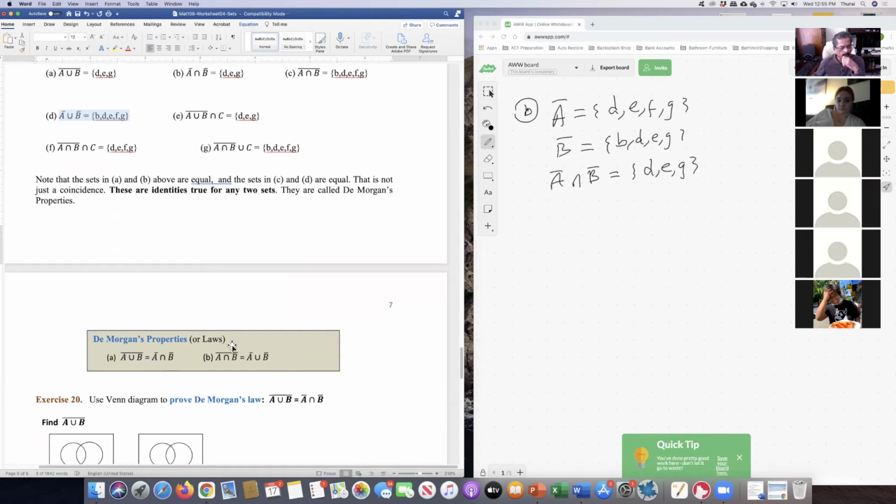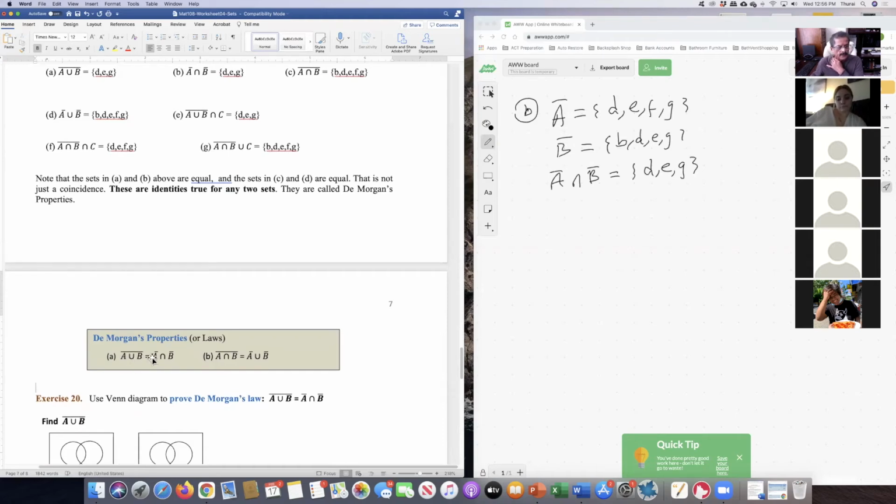De Morgan's properties or laws, some books will call them laws. The point is this, if you take union of two sets and then take complement of it, that's same as finding complement of each and then intersecting, opposite operation. Union first, complement after is same as complement first and intersecting, opposite operation. Similarly, taking intersection first and then complementing is same as complementing first and then taking union, opposite operation again.